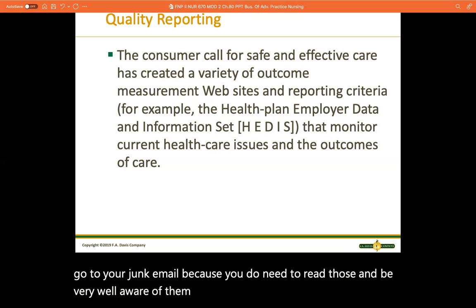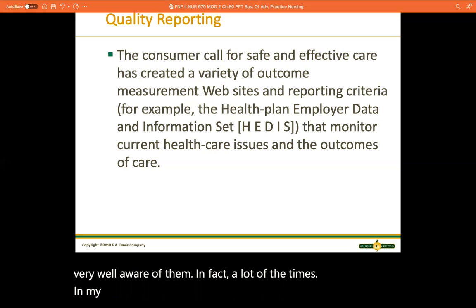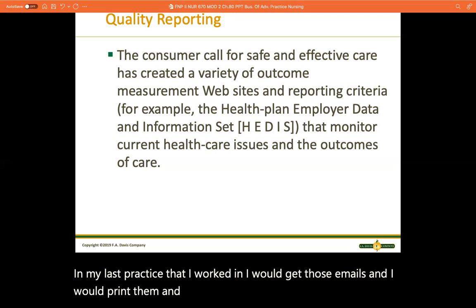In fact, a lot of the times in my last practice that I worked in, I would get those emails and I would print them and make sure everybody in the practice had a copy of it.